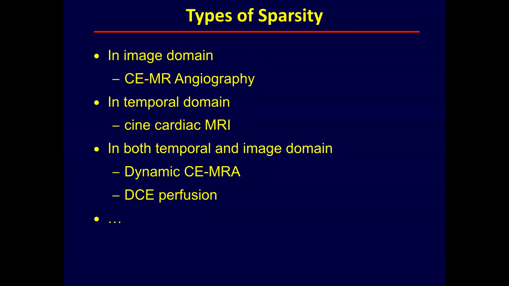So what I'm saying is the sparsity can be represented in many different ways, not just in the image, not just in the temporal domain, sometimes both. Sometimes, if you take a wavelet transform, that's a very commonly used transform as well. It turns out a lot of medical images are very sparse in a wavelet domain, or with a total variation. There are so many different transforms out there that it's still a very active research area.